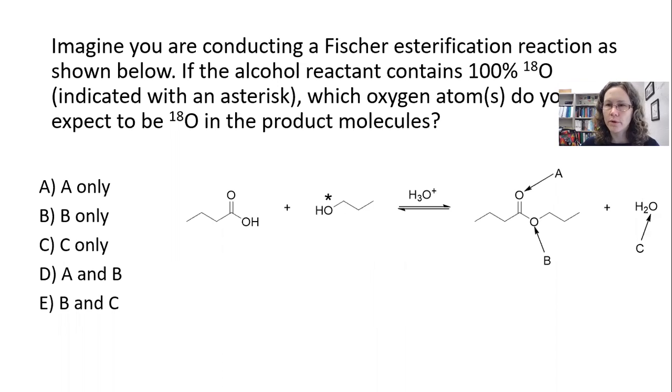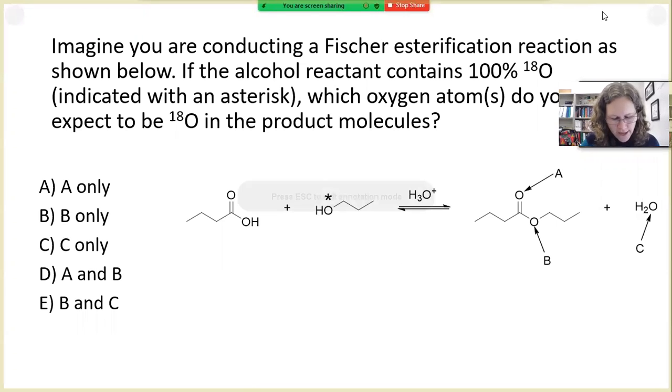So we have propanol, and the oxygen of the propanol is labeled with O18. And so in the mechanism, where does this oxygen end up? So this is at its core kind of a mechanism problem. So let's think it through. Whenever we have the Fischer esterification, we're going to start with the carboxylic acid and use acid catalysis in order to push the reaction forward.